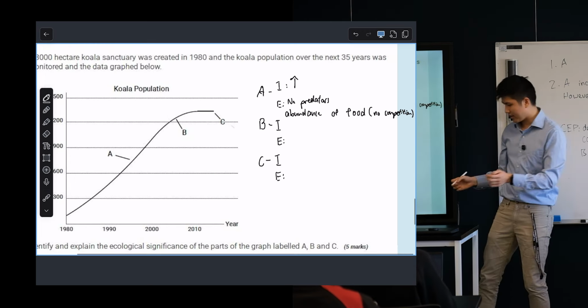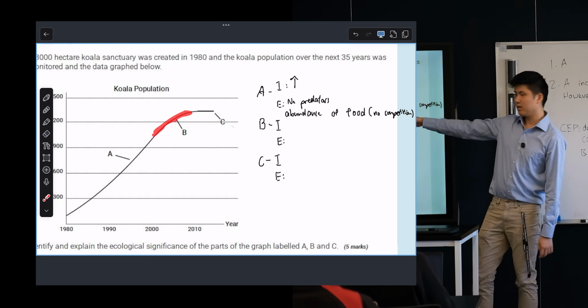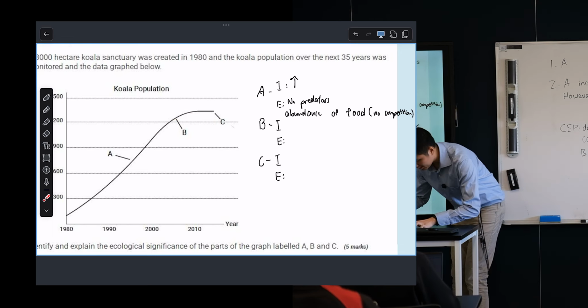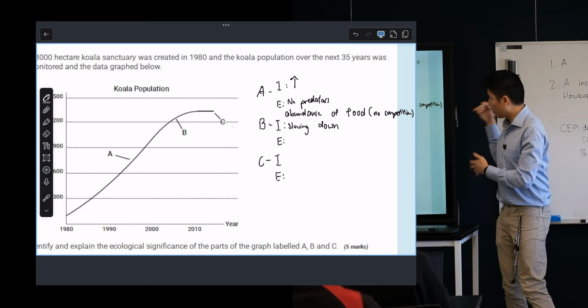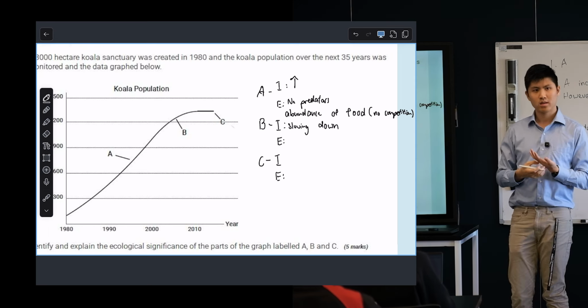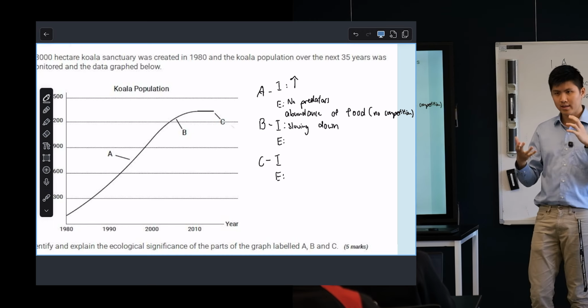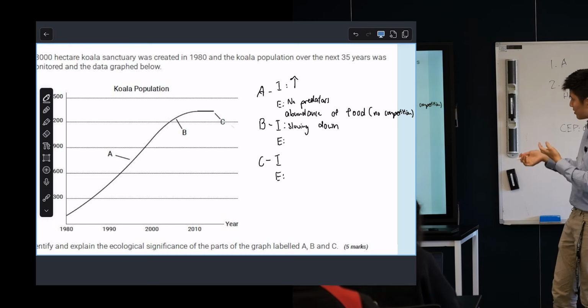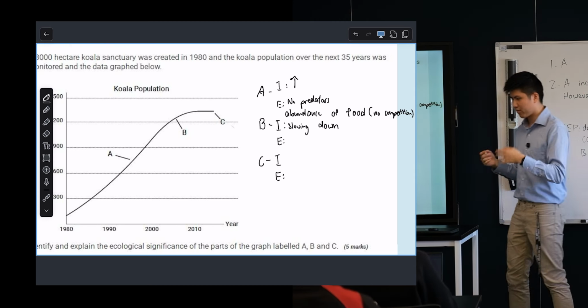Now, our second trend, this little part here, what's happening in this trend here? It's slowing down, right? Yep. Okay. Now, why is it slowing down? Yeah, and why would there be more competition? Because there's more koalas in the area, so less food source for each other. Yep, right. There's more intra-species competition because there's more koalas. There's starting to be not enough food to go around, so the rate of growth is not as high.